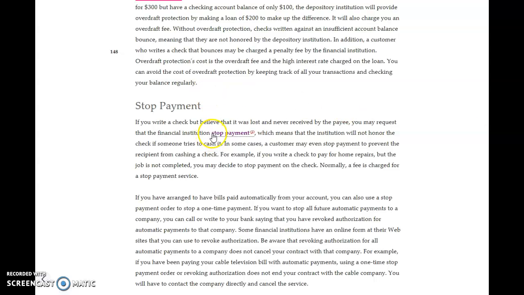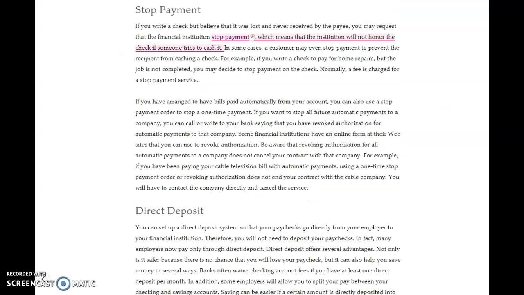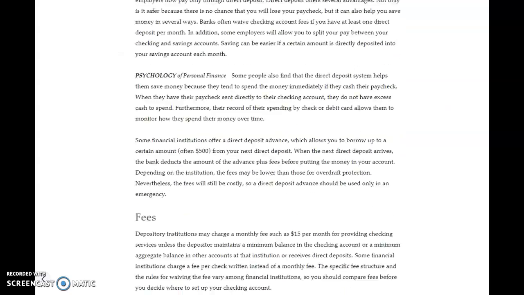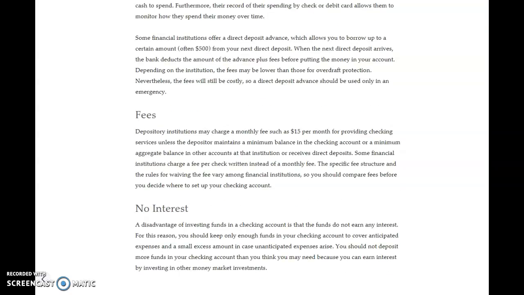Some of you who've had me in the past, I've talked about stop payment. That means that the institution will not honor a check if someone tries to cash it. So you, the account holder, has to put a stop payment on that check and you will be charged a fee. So again, you would want to know that before you attempt to do anything like that.